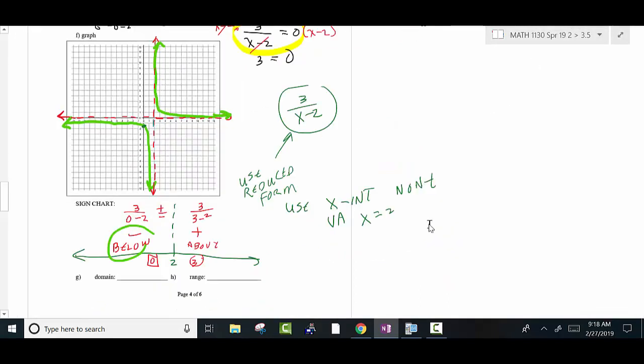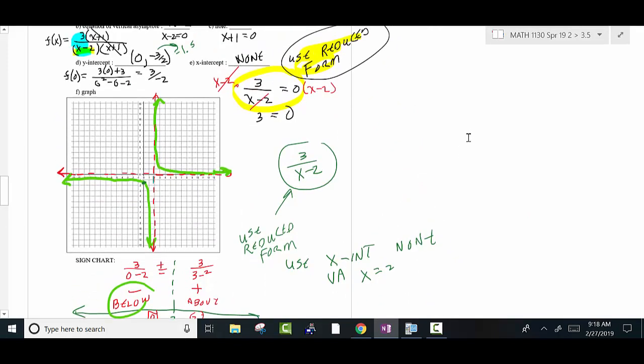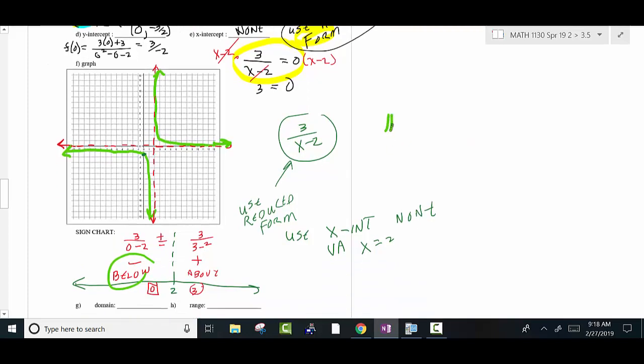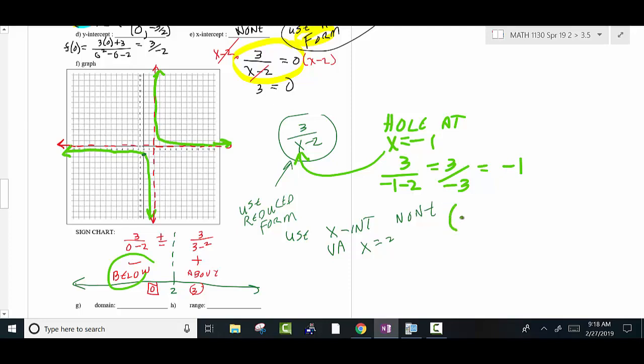That's fine, okay? So there's one other detail of the problem that you have to do, and that is we had a hole. I forgot where the hole was. The hole was at x equals -1. Okay, so here's what you can do on the hole. You can plug the hole in right there, and what you end up getting is 3 over -1 minus 2. So that's 3 over -3. Therefore, you have a y value at -1.